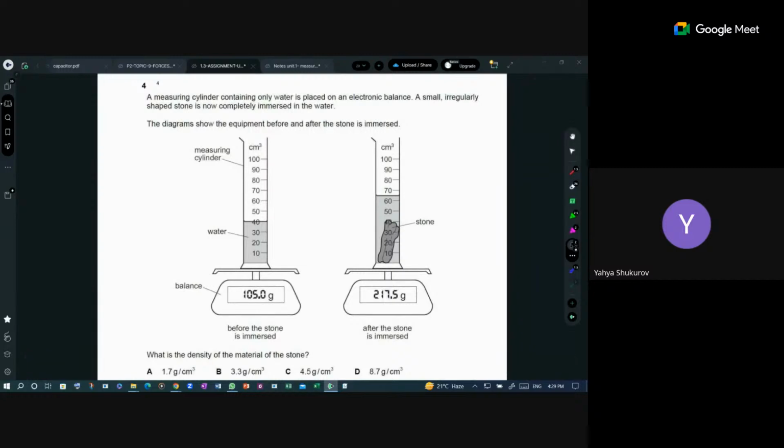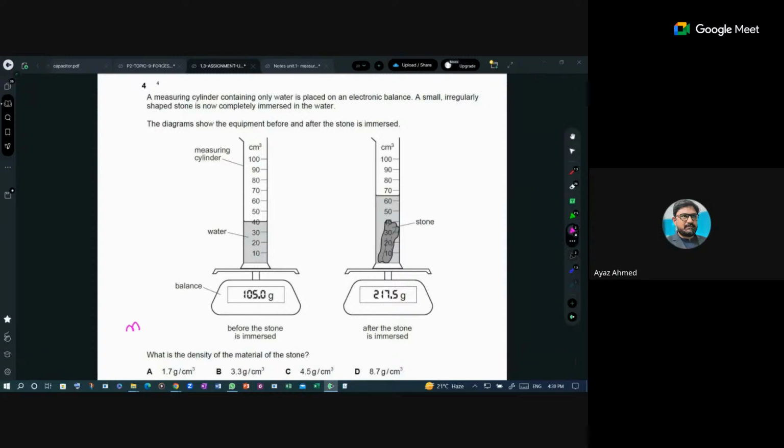Here in diagram number one, a measuring cylinder contains only water and is placed on an electronic balance. A small irregularly shaped stone is now completely immersed in the water. The diagrams show the equipment before and after the stone is immersed. The information is given to you.